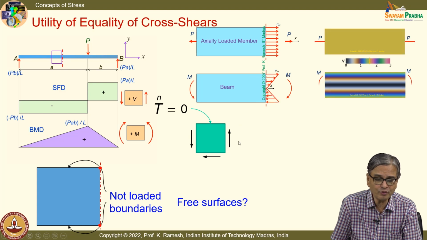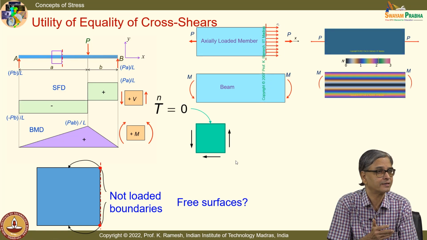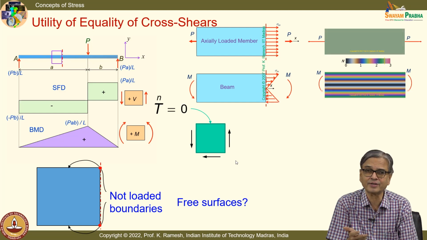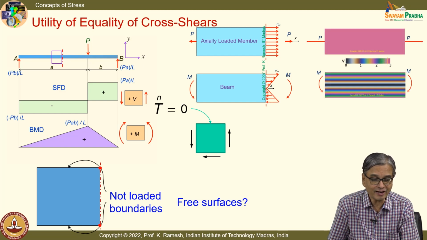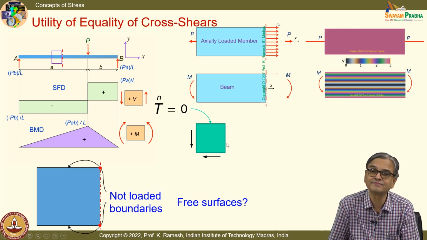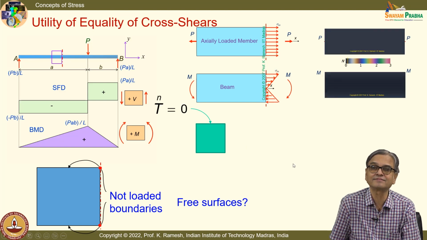Can you say anything about this shear stress? Because you have learned something about shear stress interrelationship. You have learned tau yx equal to tau xy. So, if I cannot have a shear stress on this surface, I cannot have this shear stress. When I cannot have this, I cannot have these stresses either.